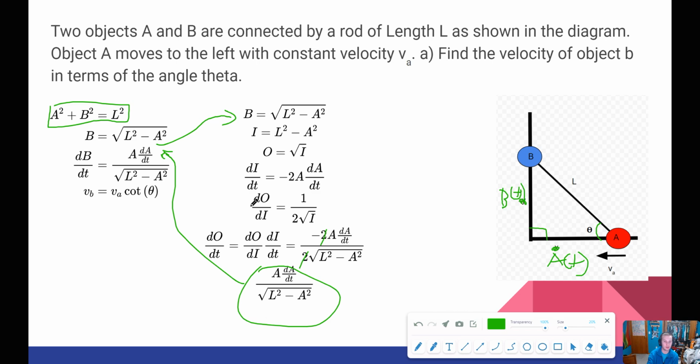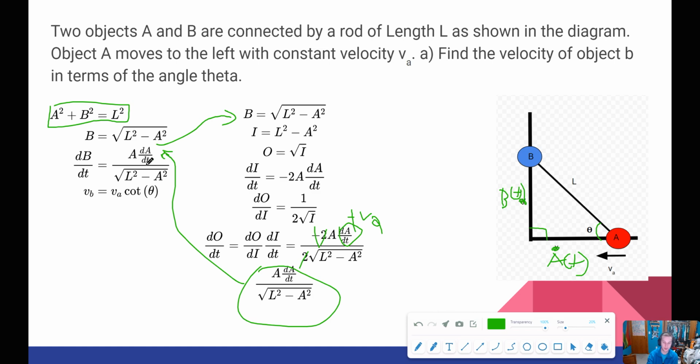Okay, I know I dropped the negative, right? Because since we're going to the left here, we have v sub a. This dA dt is v sub a. So since the velocity is negative and we have this negative sign, I just went ahead and made both of those positive. So then I plugged it in over here, right?